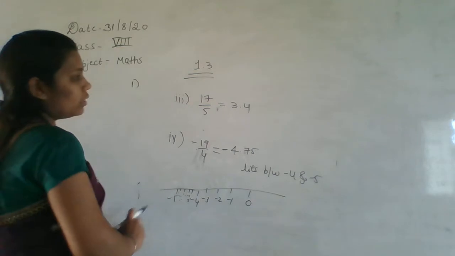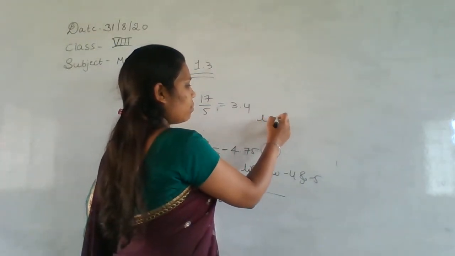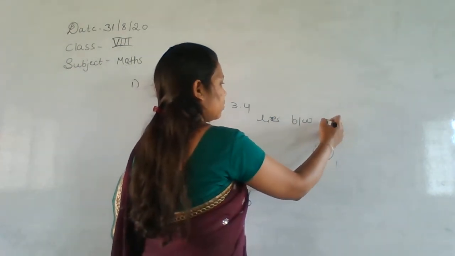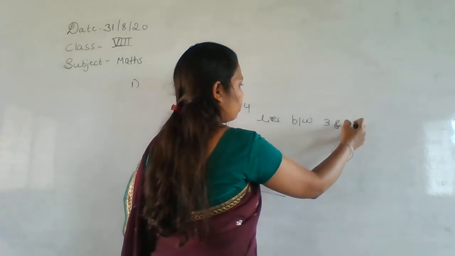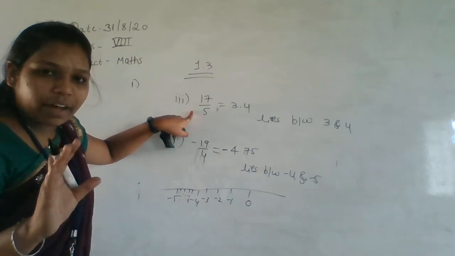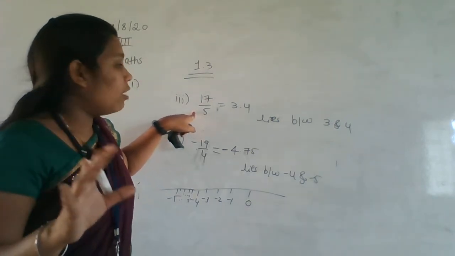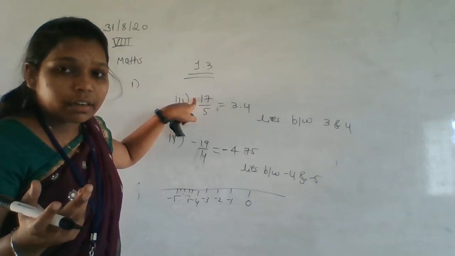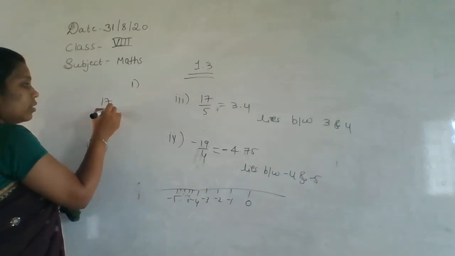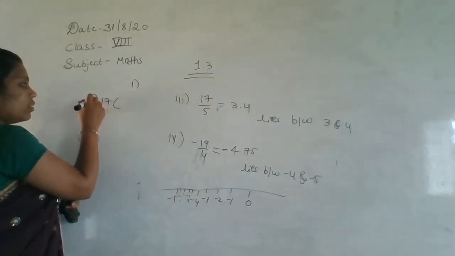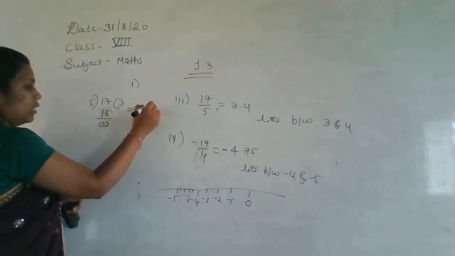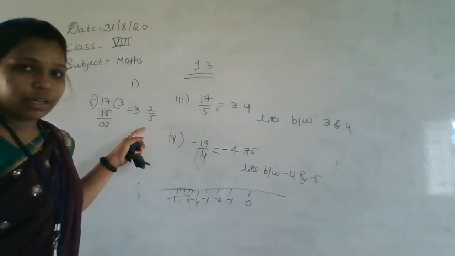Next one here. 3.4. 3.4 lies between which numbers? It lies between 3 and 4. Okay. It is also the same. Here in the denominator 5 is there, so there will be 5 equal parts. We can't get a 17 in the numerator, right? So that's why make the mixed fraction. Divide with the 5. 5 3s are 15. Okay. This is equal to what? 3 integer 2 by 5. 3 integer 2 by 5.